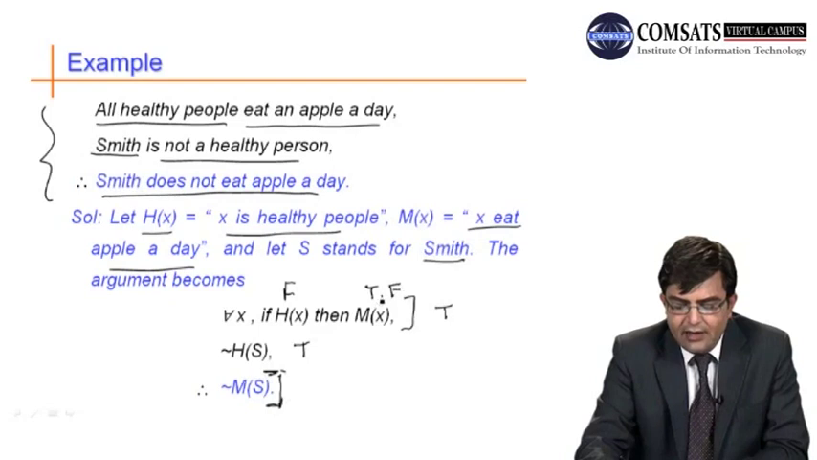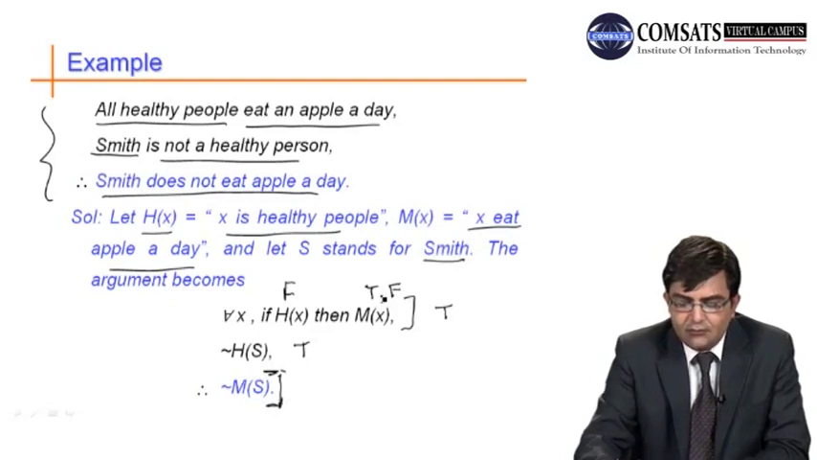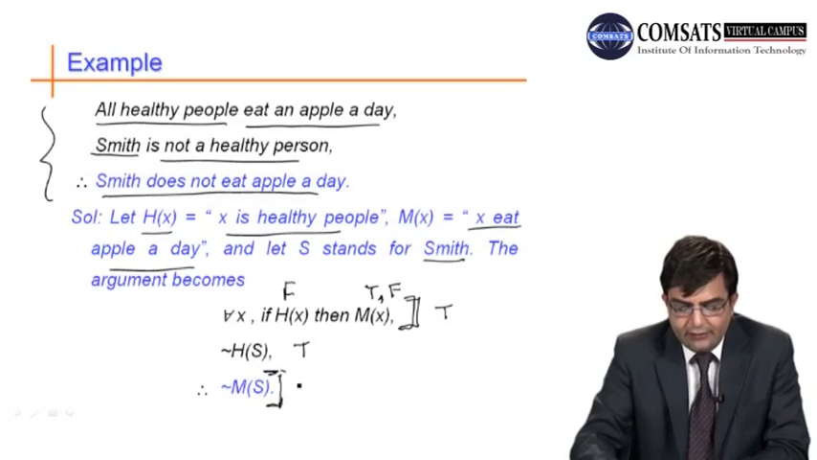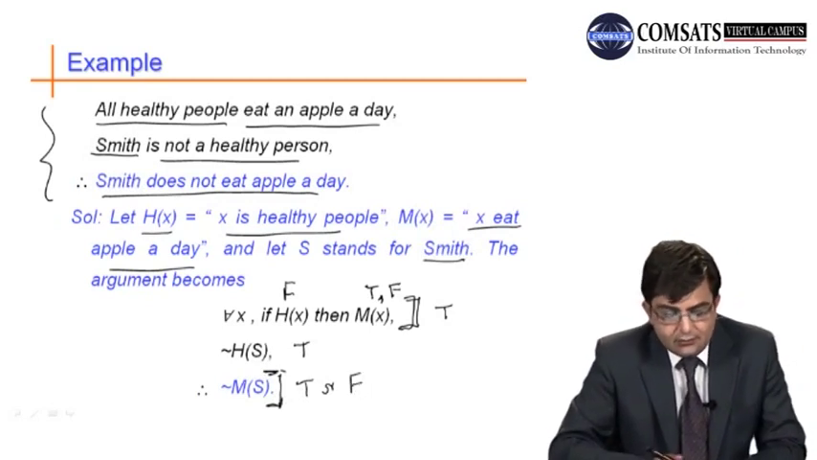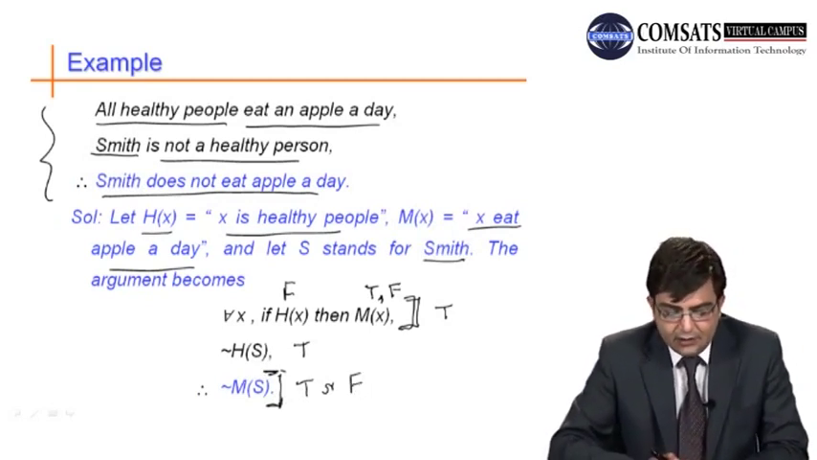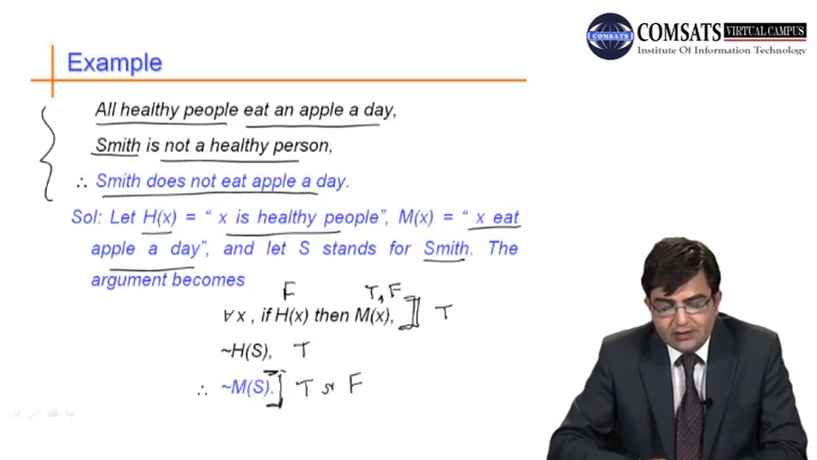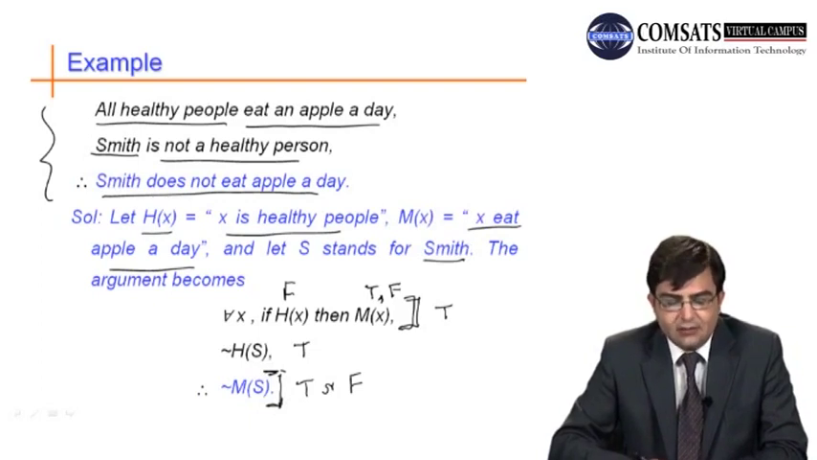If m of x is false, even then as a whole this conditional statement will be true. So we cannot conclude here whether not m of s is true or false. So there is again an error in this argument form, which is called the inverse error, and such type of errors occur usually in the modus tollens forms or arguments.